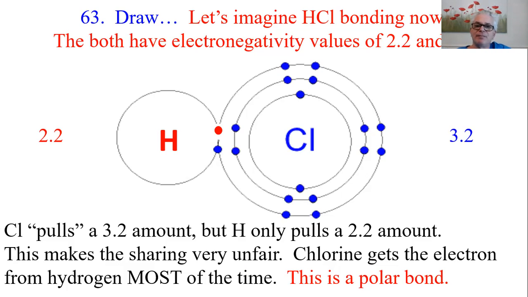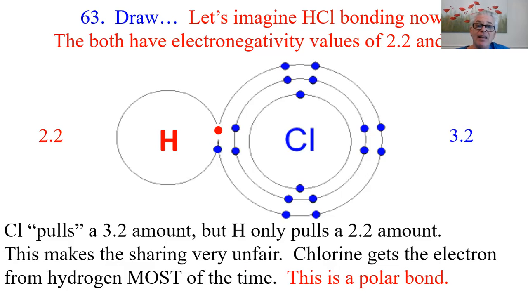Now what happens when hydrogen and chlorine bond? Kind of like when you and me eat cherry pie a la mode. I gotta have it. Chlorine has a much higher electronegativity value. That means chlorine has a much higher tendency or desire to get that electron. It's gonna pull it much harder. So what happens is chlorine is gonna get the electron most of the time. Hydrogen's not gonna have that electron most of the time. So in the balance of things, the chlorine side of the bond is gonna be more negative, and the hydrogen side of the bond is gonna be more positive.